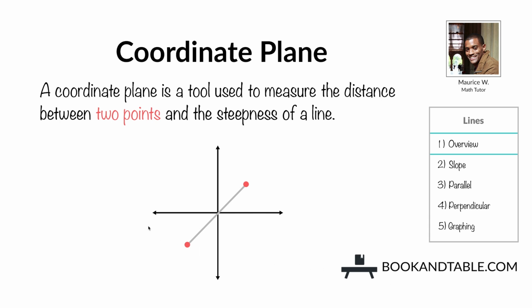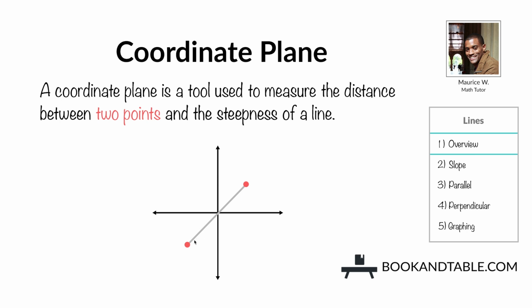So let's kick things off by discussing the coordinate plane. A coordinate plane is a tool used to measure the distance between 2 points and the steepness of a line. So this is our coordinate plane. It's a two-dimensional figure that helps us lay out points in space. So these are our 2 points that exist on this line here.